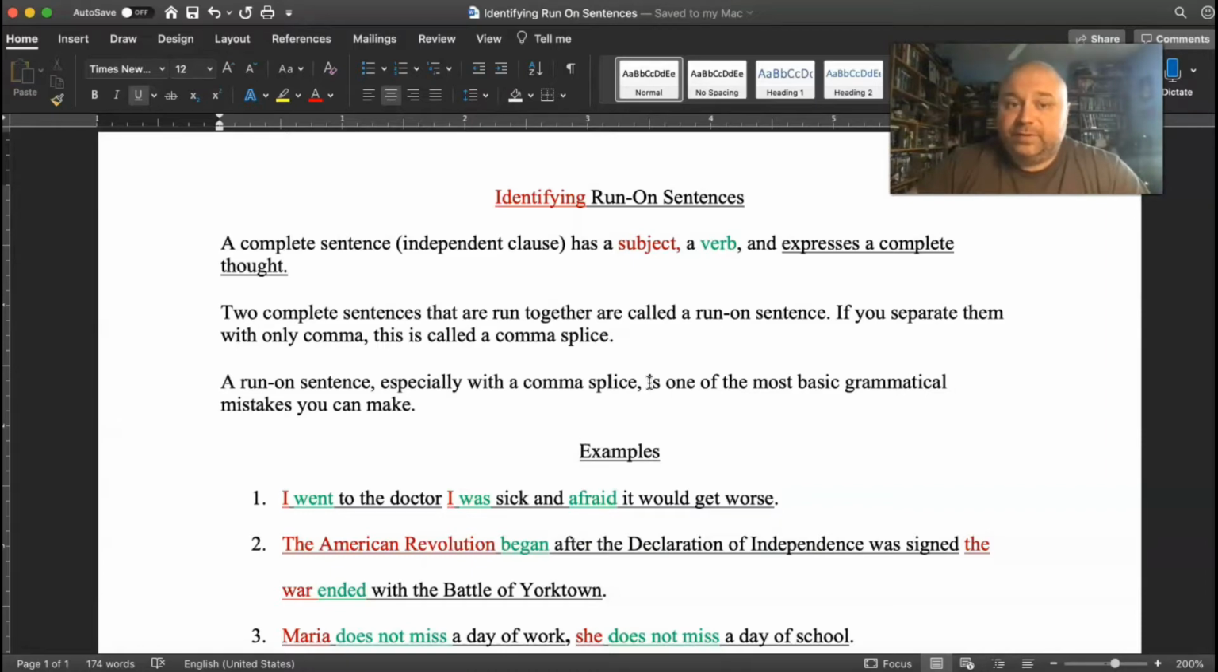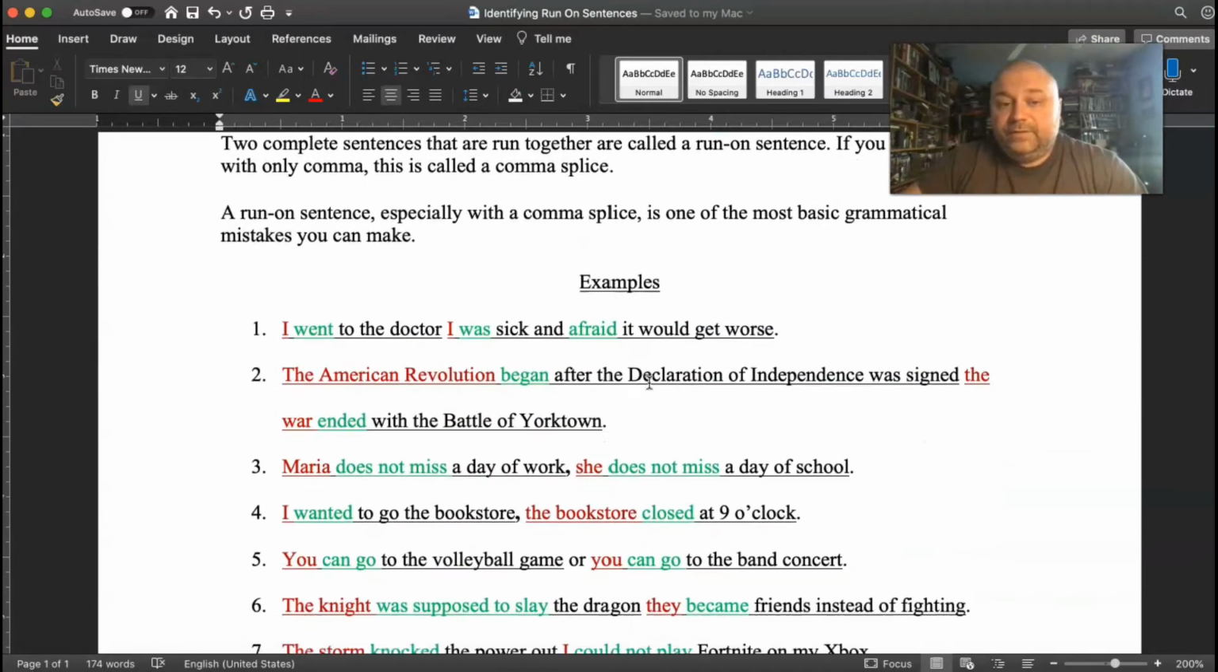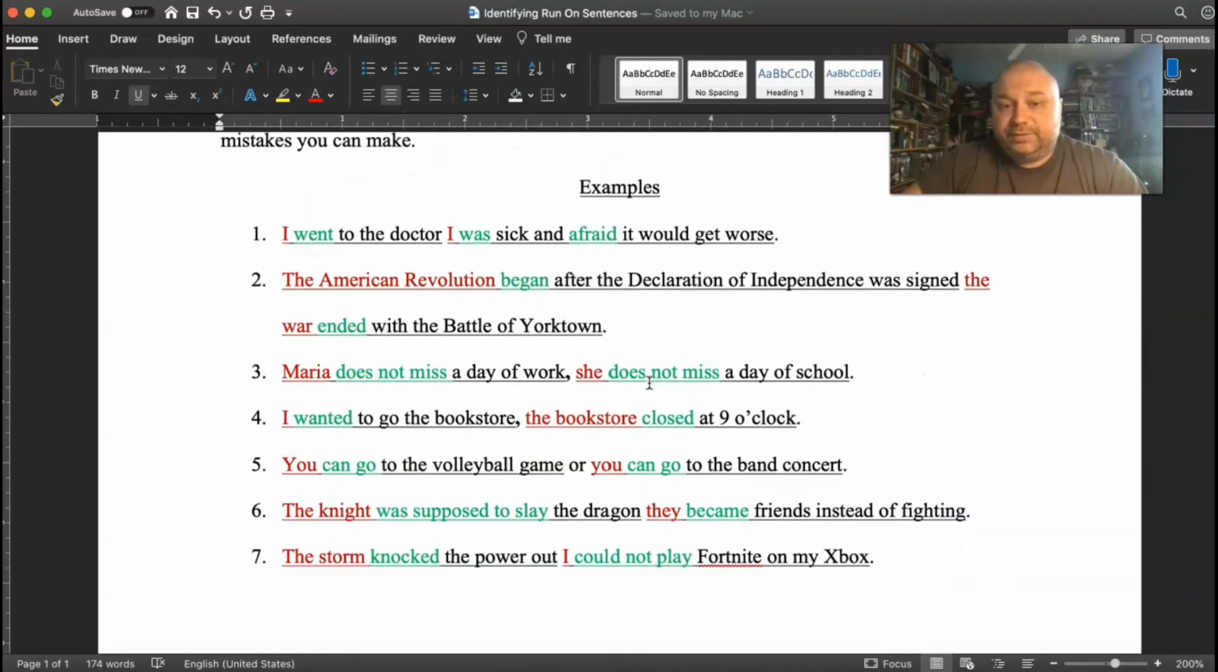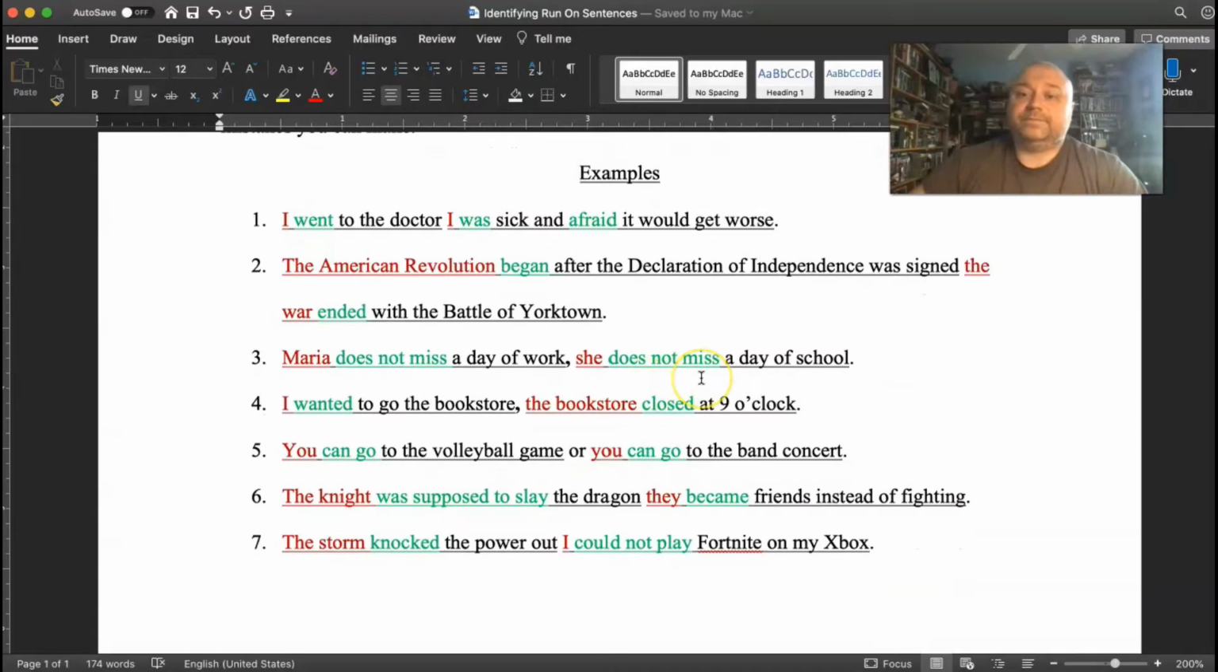If you separate them with only a comma, this is called a comma splice. If you separate them with a conjunction without a comma, this is still wrong. It's still a run-on. Every one of these sentences that you see here is incorrect.